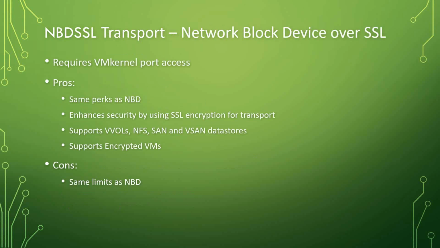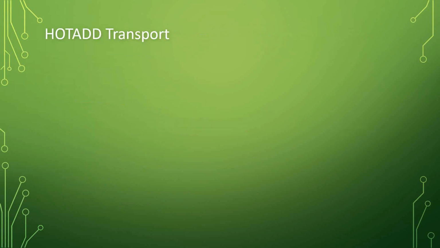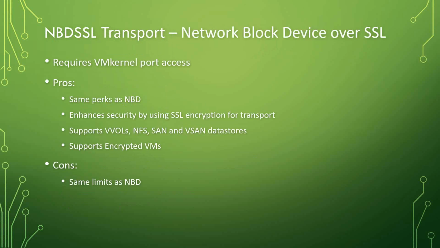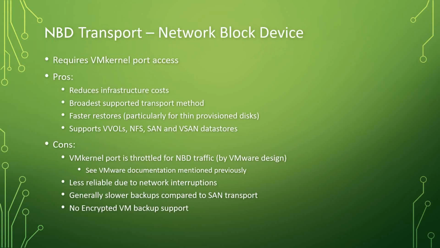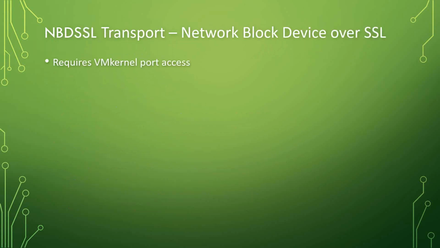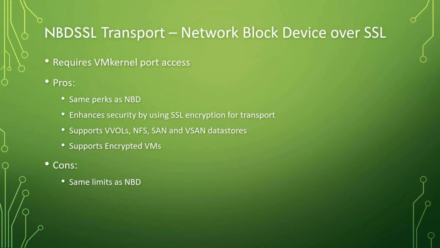Now, the cons are typically the same as your NBD as far as the network being a single point of failure. If you have a network drop, you're going to have the same basic issues, and it is typically slower, and you do get the throttled traffic as well.